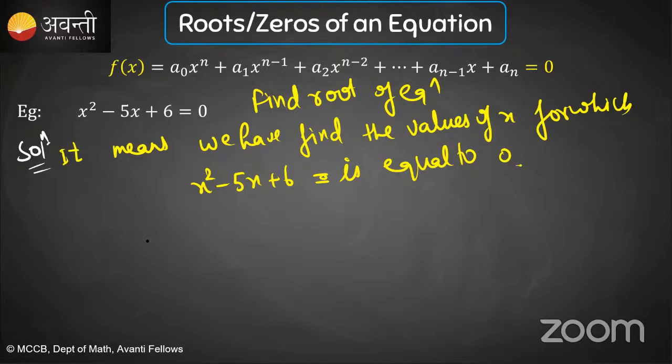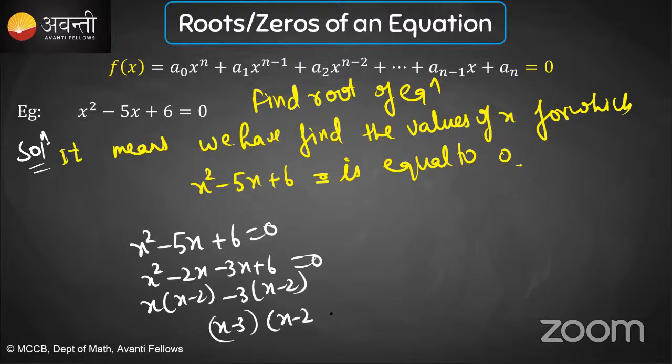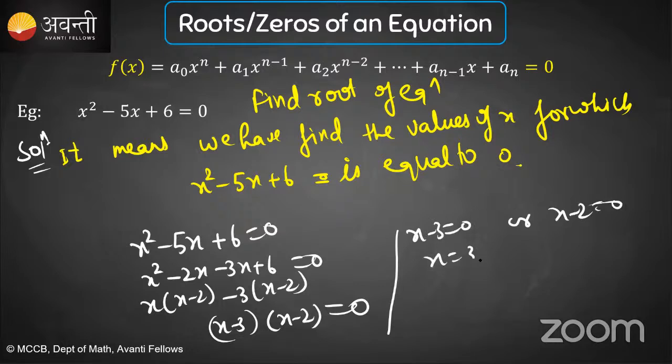So look, you must have studied this in 8th-9th class. x square minus 5x plus 6 is equal to 0. Can you do the factorization? x square minus 2x minus 3x plus 6 is equal to 0. Take x common, so it is x into x minus 2. Take minus 3 common, minus 3 into x minus 2. So it is nothing but x minus 3 into x minus 2, which is equal to 0. If this bracket into this bracket is 0, it means either x minus 3 is 0 or x minus 2 is 0. So x is equal to 3 or 2.